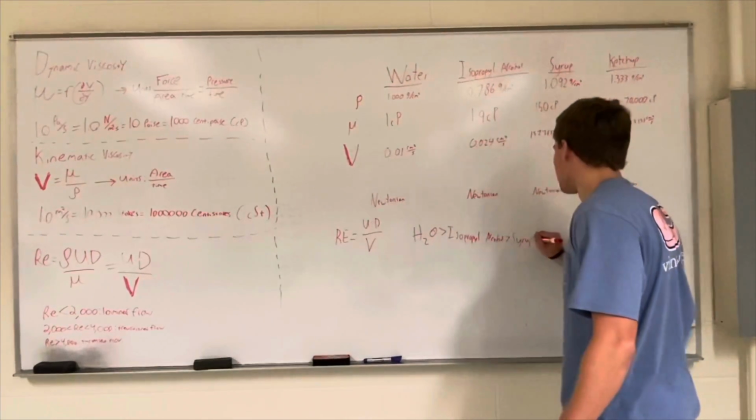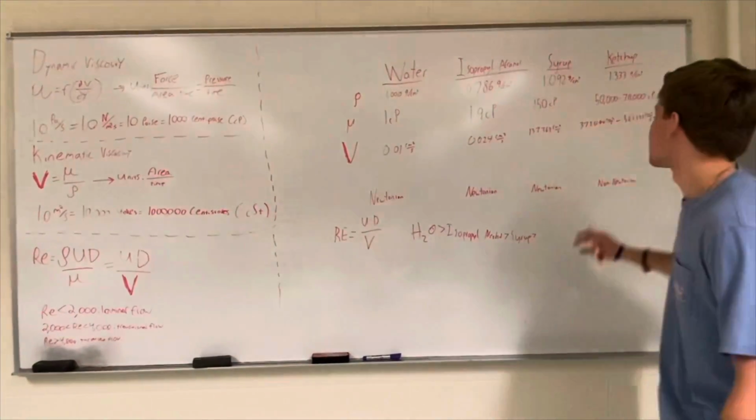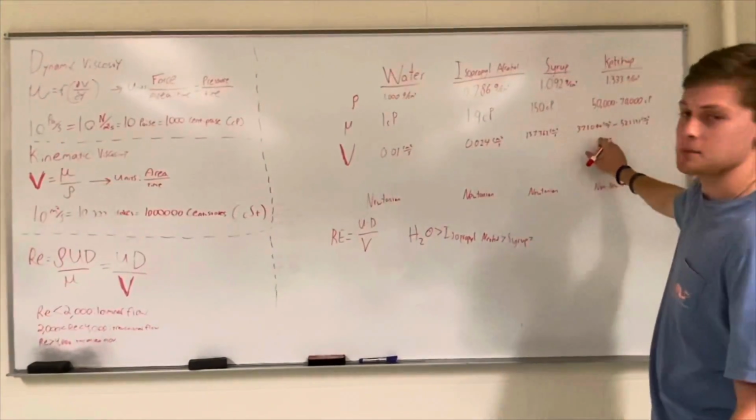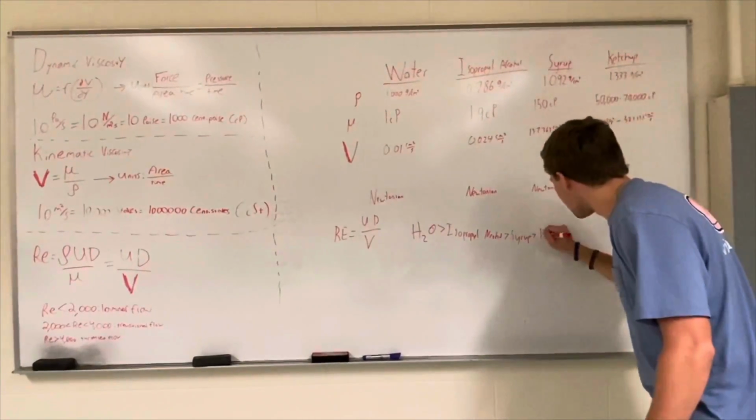And then the one with the smallest Reynolds value is going to be ketchup, because it's a non-Newtonian fluid. It's going to have a much, much larger value of kinematic viscosity. We're going to ketchup at last.